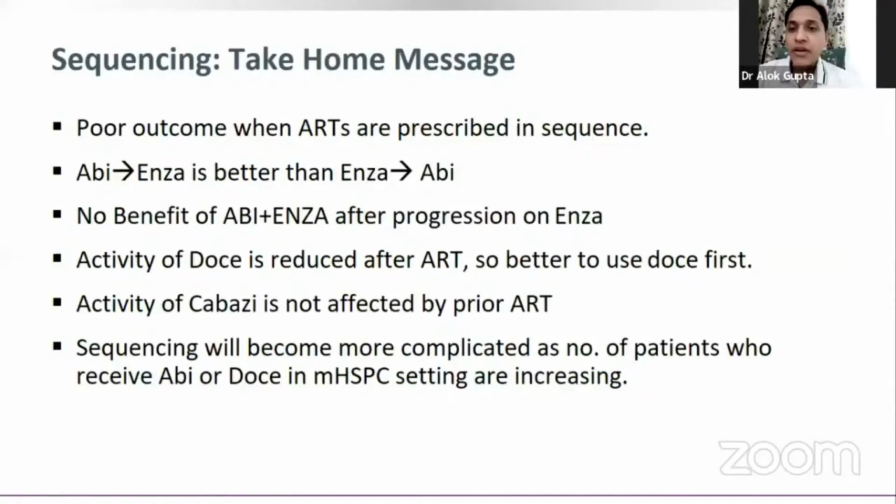And sequencing will become more complicated as the number of patients who receive abiraterone or docetaxel in the hormone sensitive setting increases, and now even enzalutamide has come in the hormone sensitive setting. So as these molecules shift into the hormone sensitive setting, and with the availability of more combinations now which are being tested in clinical trials, it is going to become more complex.